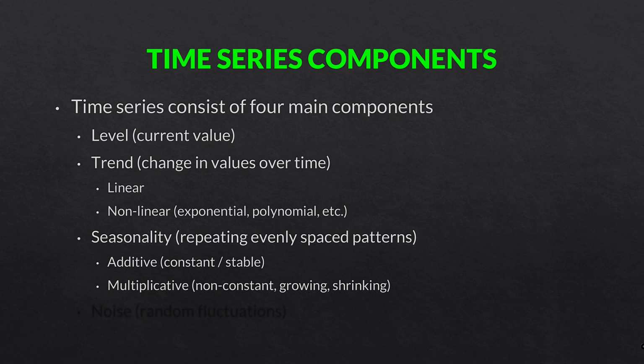So those white circles in the previous slide of my energy usage might be a seasonal pattern, but of course it's not seasonal in terms of the seasons of the weather or anything. And then we have noise, which is random fluctuations in data. So the four time series components to think about are level, trend, seasonality, and noise.